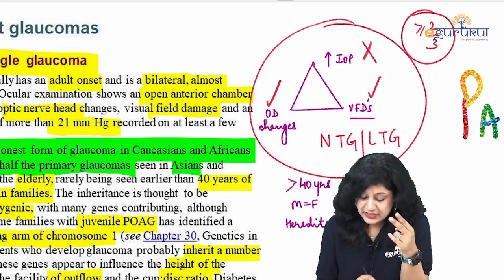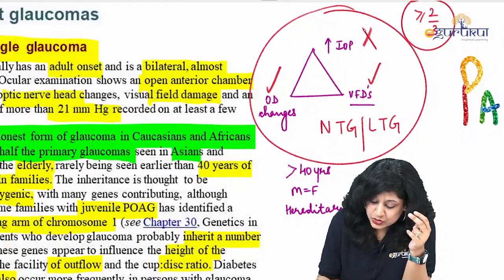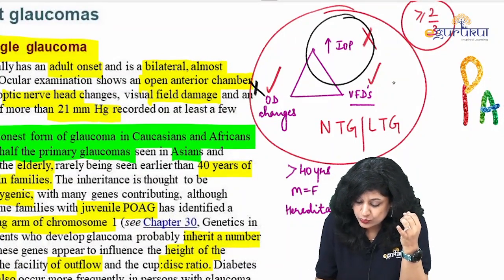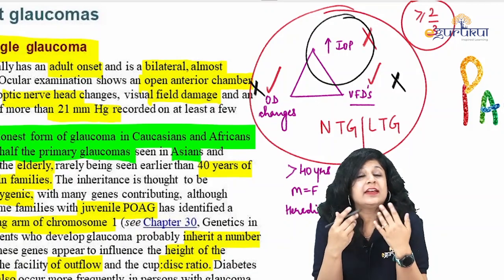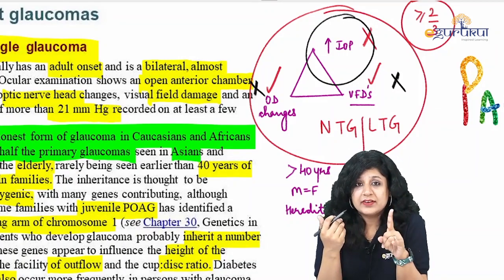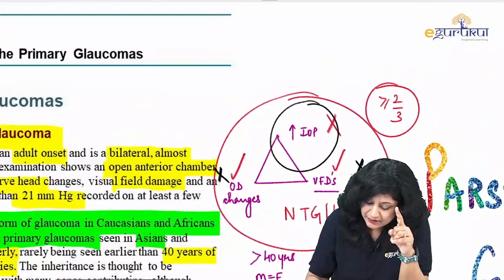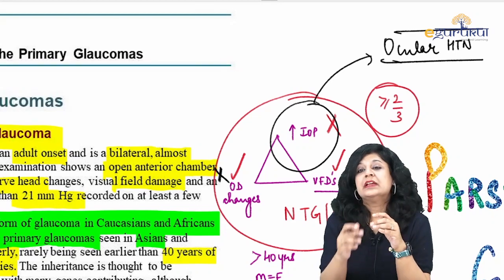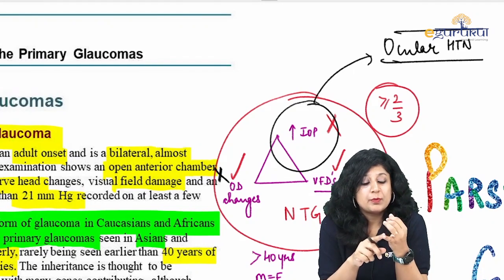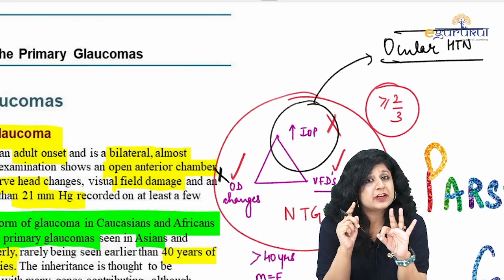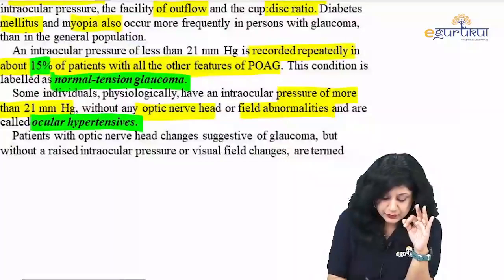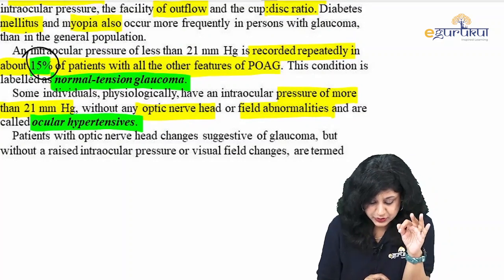In the other variety, when I have just raised intraocular pressure, I do not have optic disc changes, I do not have the visual field defects, then I cannot call it glaucoma at one criterion. In that case, I will call it ocular hypertension. So there is a slight difference between glaucoma, normal tension glaucoma, as well as ocular hypertension. I hope this is very, very clear. And 15% of the patients actually have normal tension glaucoma.